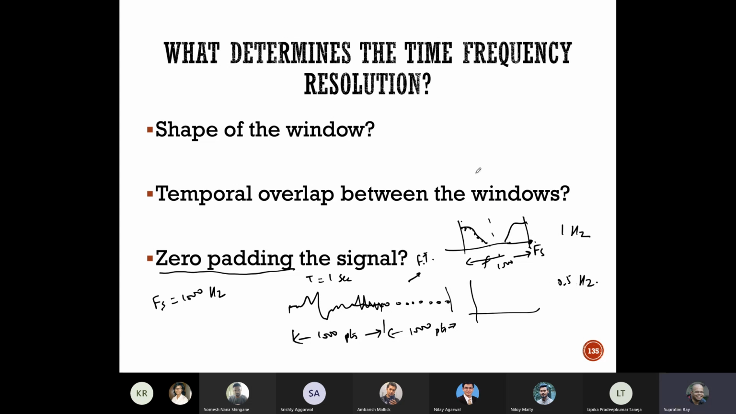So have you really improved the frequency resolution by adding zeros? On the face of it, yes, you are getting now more points tiling your frequency axis, right? So it's 0 to Fs, but now there are 2,000 points. Fs is 1,000. Now there are 2,000 points. So the resolution is 0.5 hertz. So have we really improved the frequency resolution by just adding zeros, appending zeros?